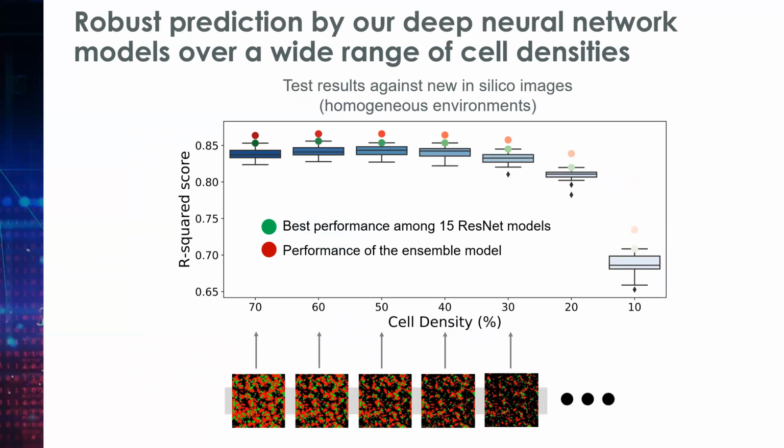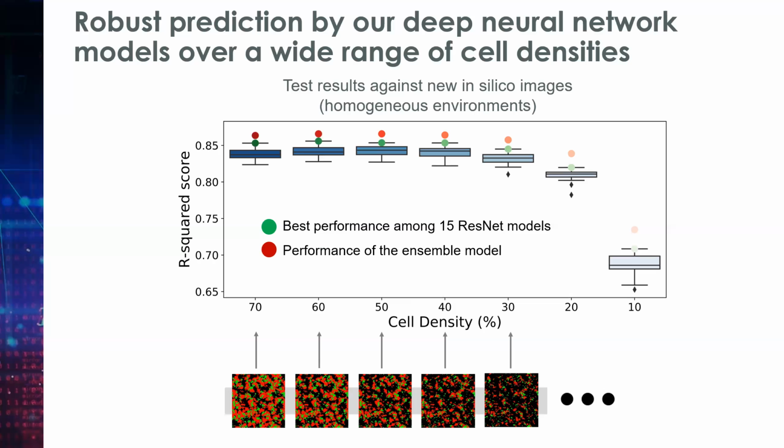We obtained a highly robust prediction of deep neural networks tested against new in silico images in homogeneous environments. The figure in this slide shows the performance of 15 ResNet models we tested. We also compared the result for the best performing network as well as ensemble prediction using the top 3 models, as represented by green and red dots. Interestingly, ensemble models always outperform the best individual model.